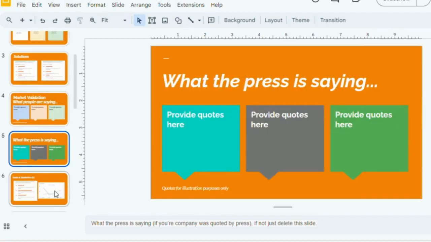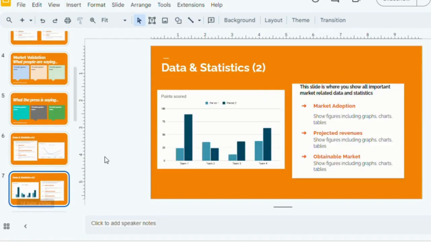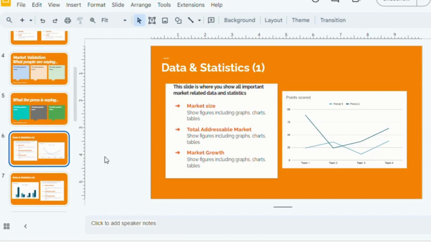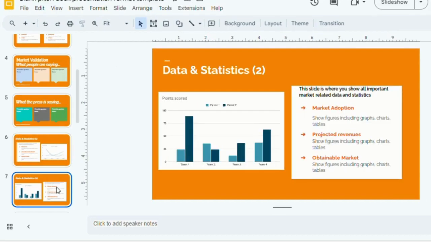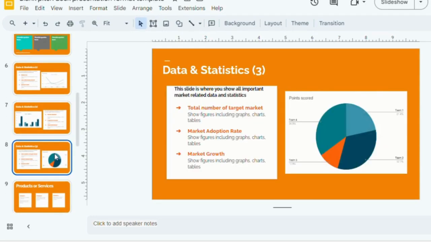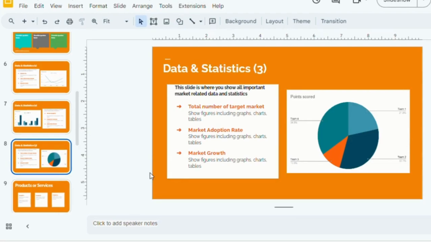Now it's time to show figures, data and statistics. This is where you are going to present your market sizing, total addressable market, available market, potential growth and revenues, and of course your obtainable market. Make your graphs simple, but something that could show an interesting value. A maximum of 3 slides will do. Don't bombard your audience with so many statistics and figures. Just give them what they need to know.